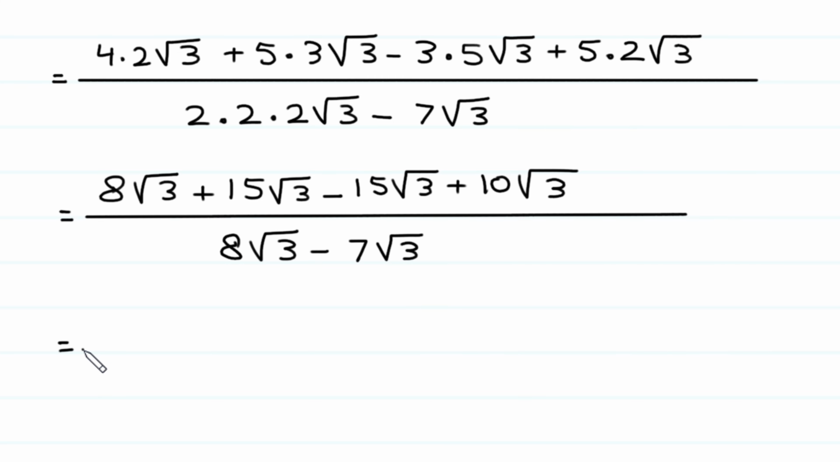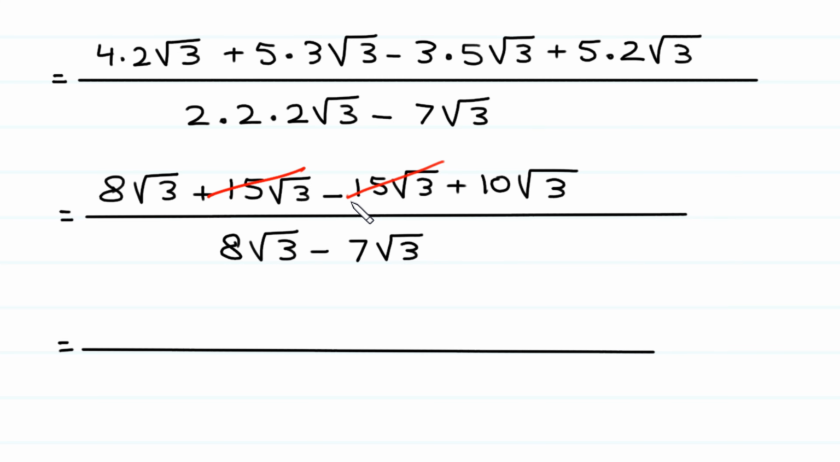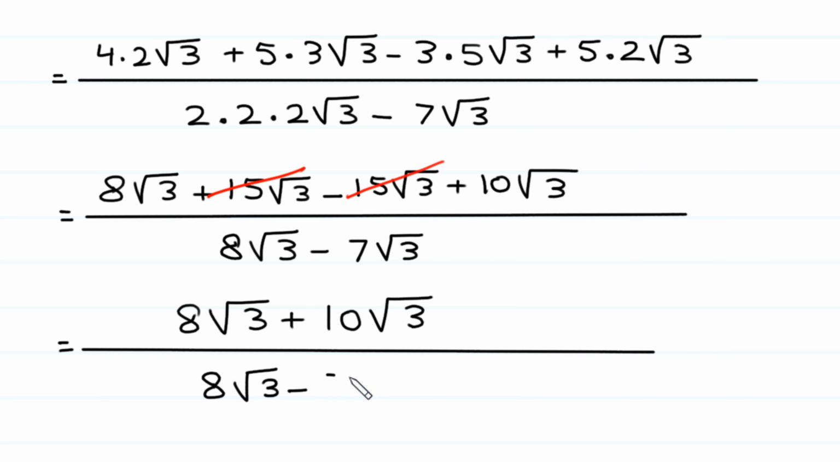Next, this positive 15 times square root of 3 will be cancelled with this negative 15 times square root of 3, and here left 8 times square root of 3 plus this 10 times square root of 3, 10 times square root of 3 divided by 8 times square root of 3 minus 7 times square root of 3.